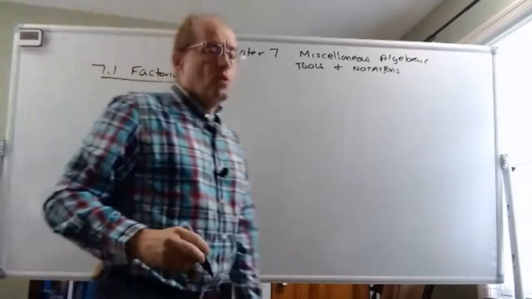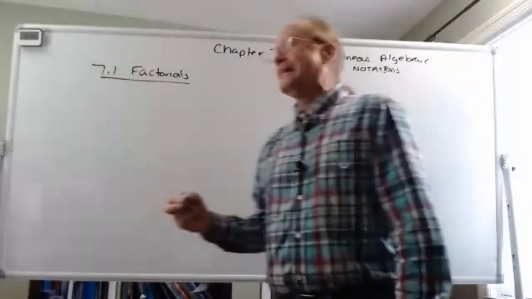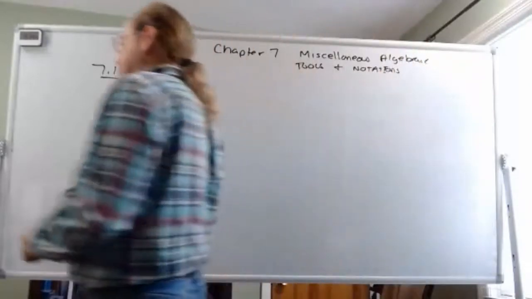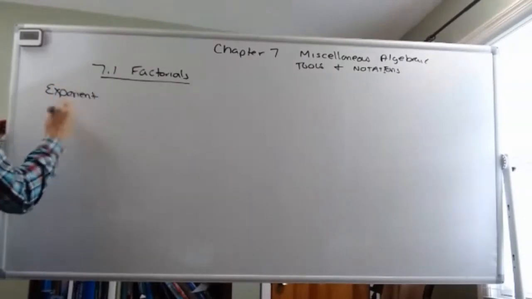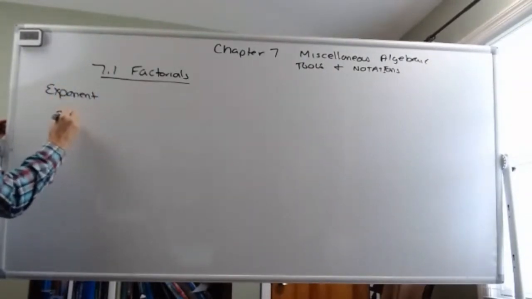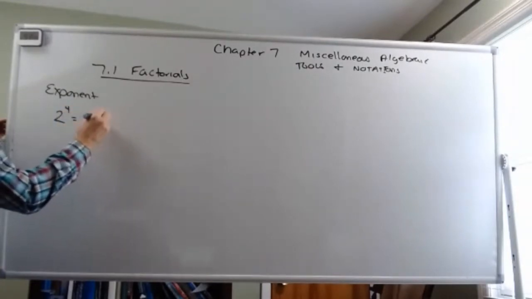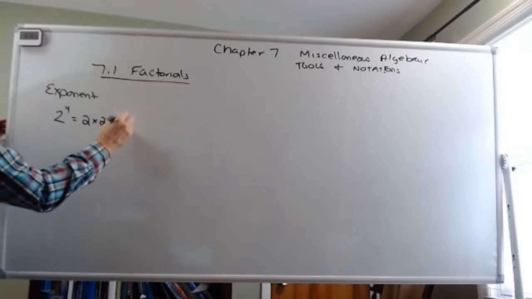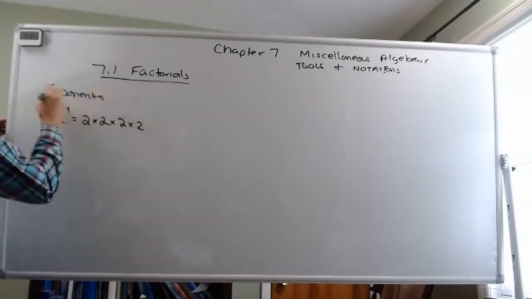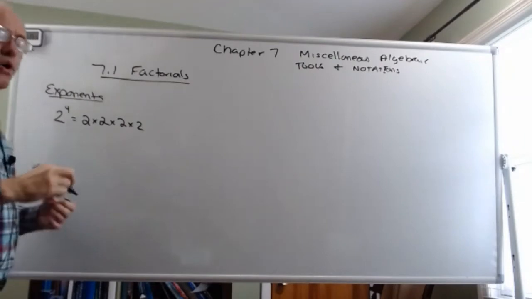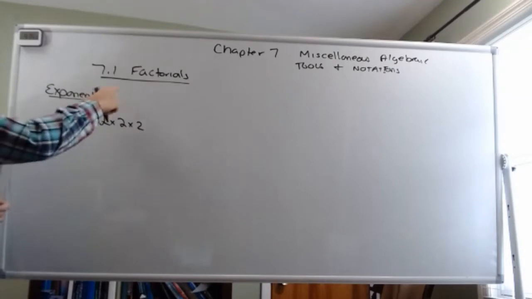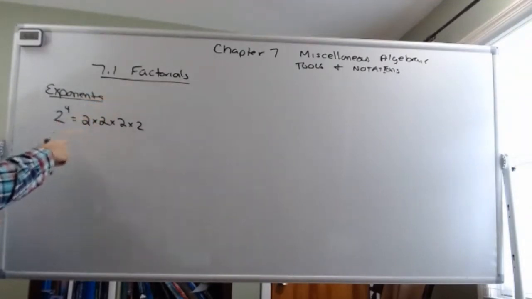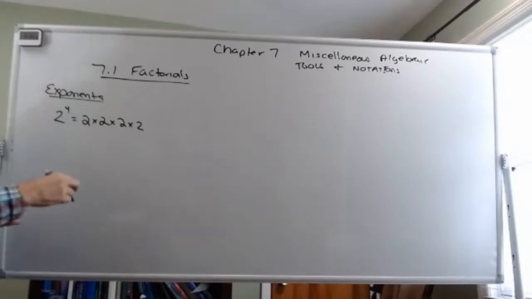Now, we know what exponents are. Those are repeated multiplications with the same base. For example, 2 to the 4th power is just repeated multiplication of the same base, 2, four times. Well, factorial also gives us repeated multiplication, but not with the same base. Factorial is a new notation for a different sort of repeated multiplication, which is multiplication of descending integers. So this is what it means.